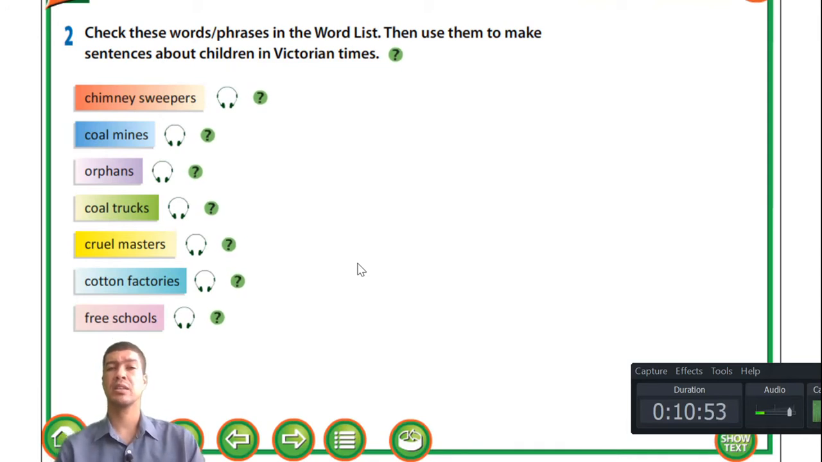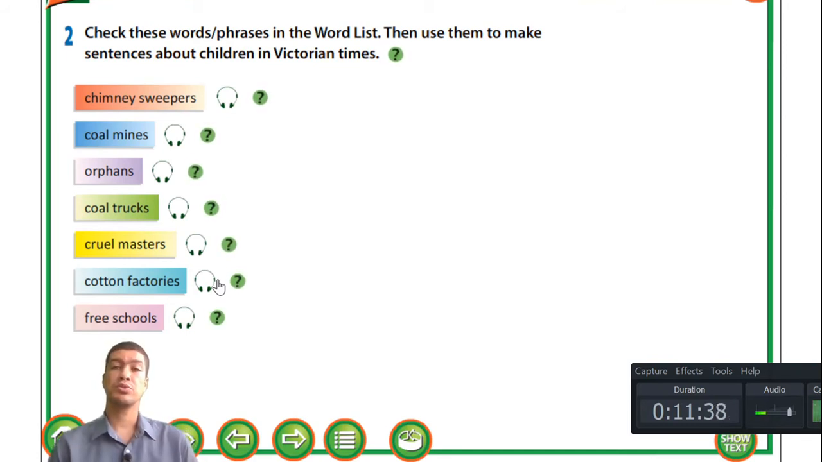Coal mines. You guys are familiar with coal mines, where we extract coal and we use it to make electricity possible. Orphans. These are usually kids that had to grow up without parents. Coal trucks. This was a method that they used to transport the coal from one location to the next. Cruel masters. These were masters that were not very kind. Cotton factories. I explained to you the cotton factories were where they made the clothes. And free schools. Well, you guys know the meaning of free schools.